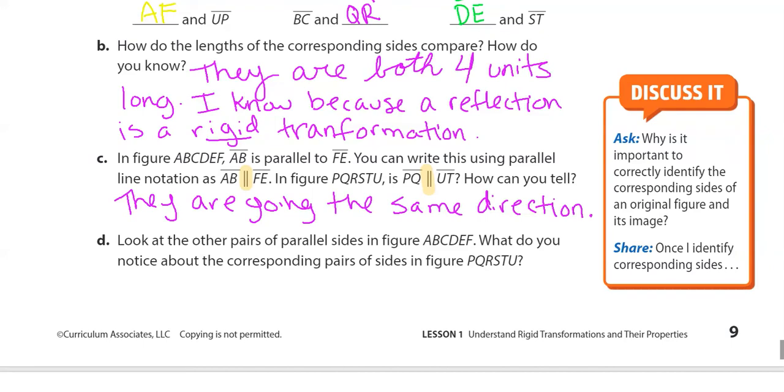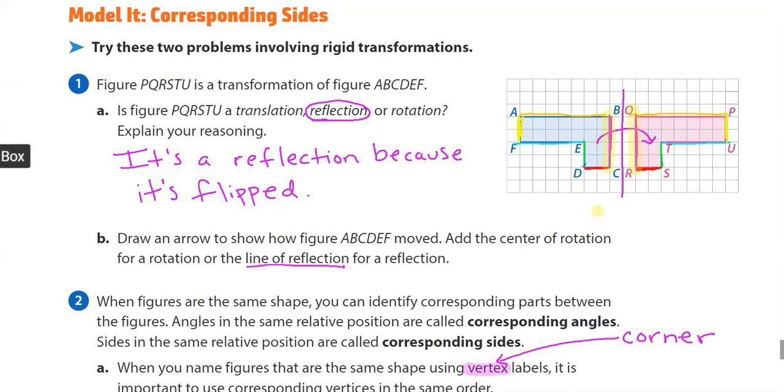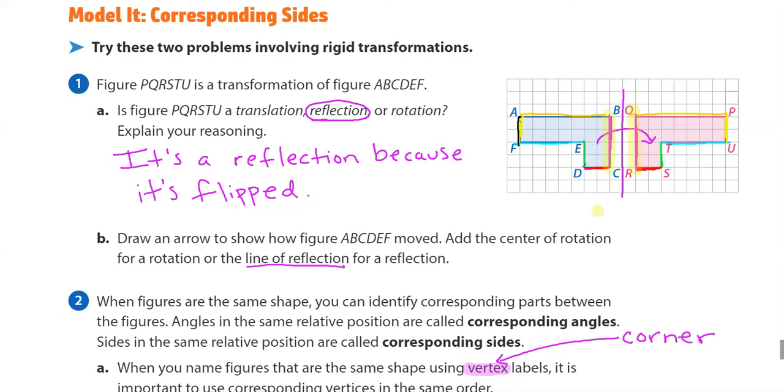Alright, now we're going to look at the other pairs of parallel sides, and what do you notice about the corresponding ones in the image? Okay, so let's look at these. AF is parallel to BC. Well, is PU parallel to QR? Yes. ED is also parallel to the same ones, and TS is also parallel to the same ones. DC, FE, and AB are all parallel to each other. RS, TU, and QP are all parallel to each other.